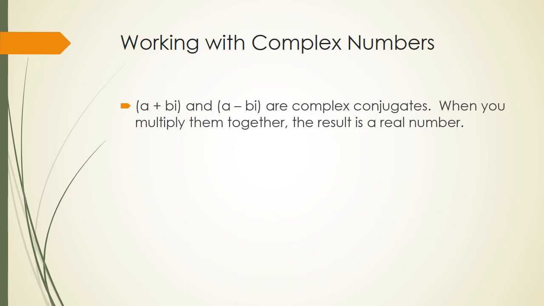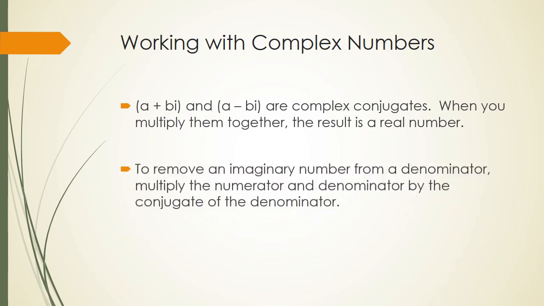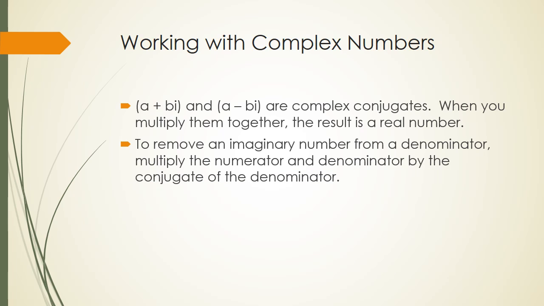Okay, this is talking about what we just looked at. A plus bi and a minus bi are called complex conjugates. Whenever you multiply them together, the result is a real number, as we just saw in that last example. In order to remove an imaginary number from a denominator, we're going to multiply the numerator and denominator by the conjugate of the denominator. This is exactly what we do with square roots, and since i is the square root of -1, we're really just following that rule that we don't want to leave a square root in the denominator.